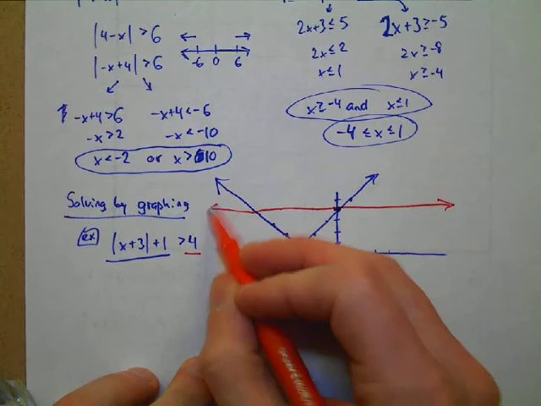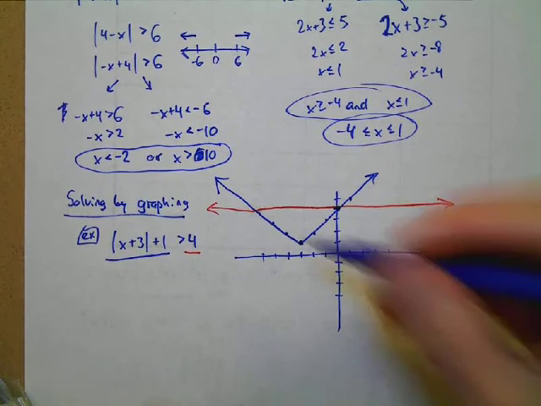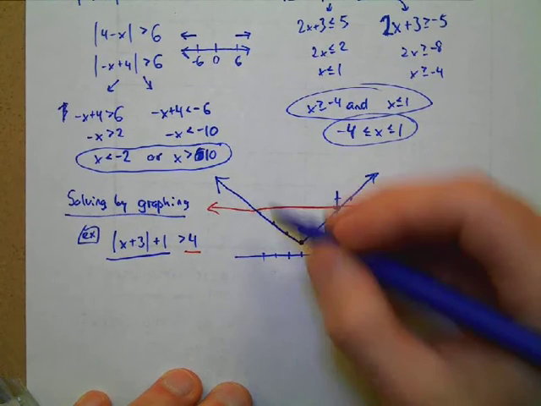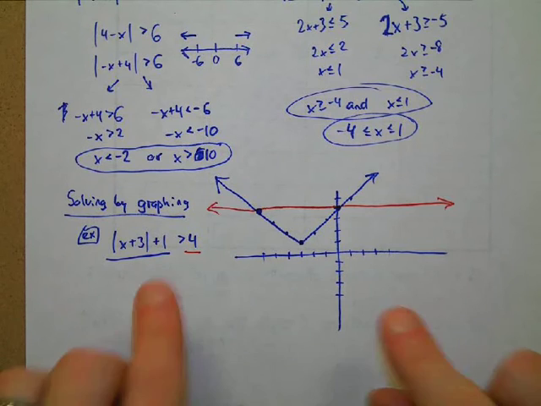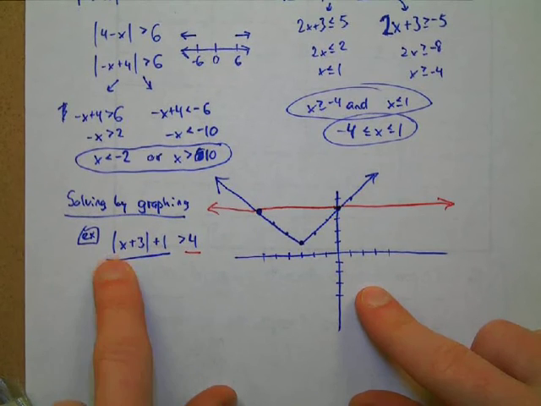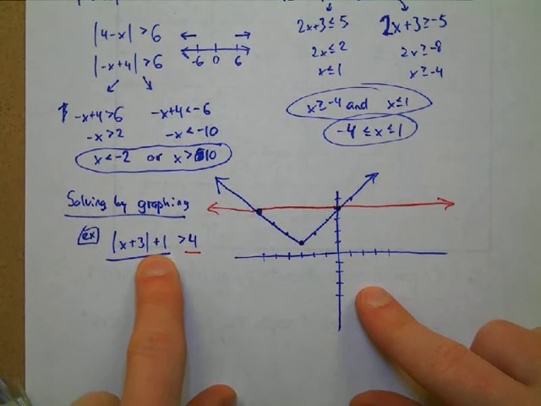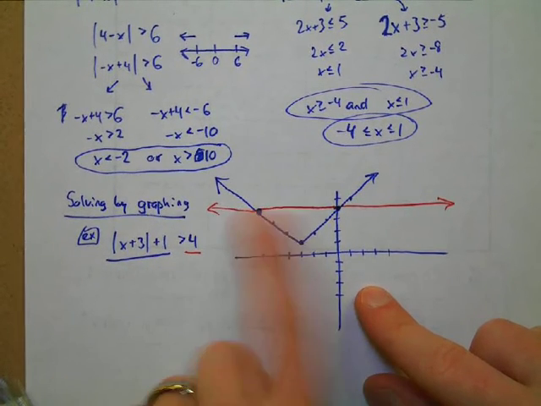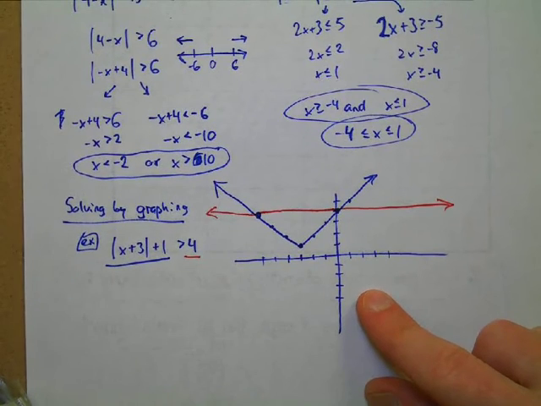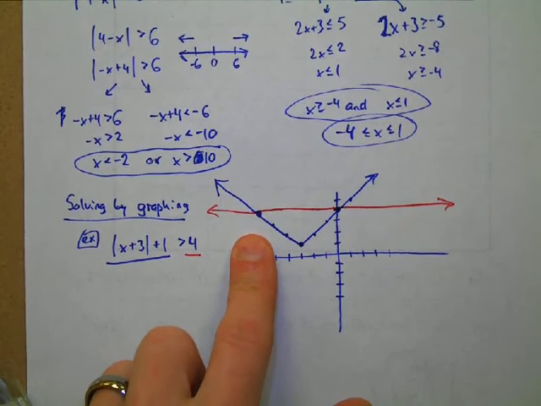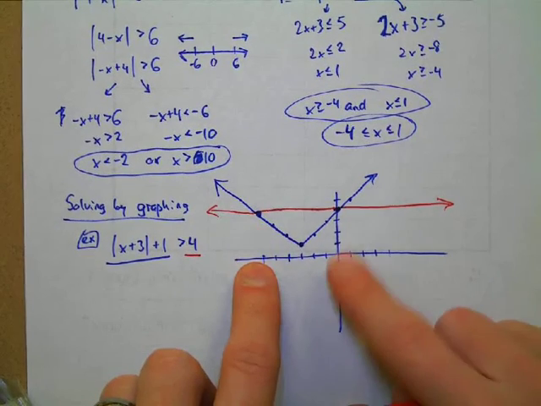I think it's supposed to intersect right there. Okay, so let's review real quick. If this were an equation, if I wanted to know when the absolute value of x plus 3, plus 1, was equal to 4, where would I look on my graph to see where these two things were equal? Where they intersect, exactly right. And specifically, we would just be interested in the x values where they intersect, so at negative 4 and at 0.